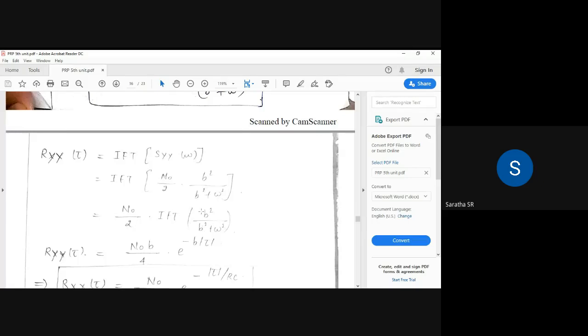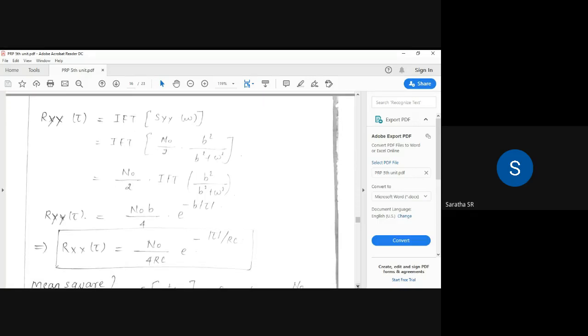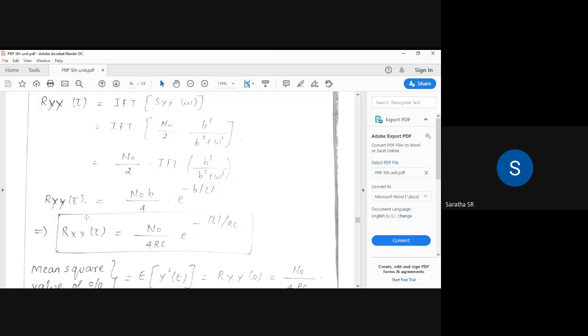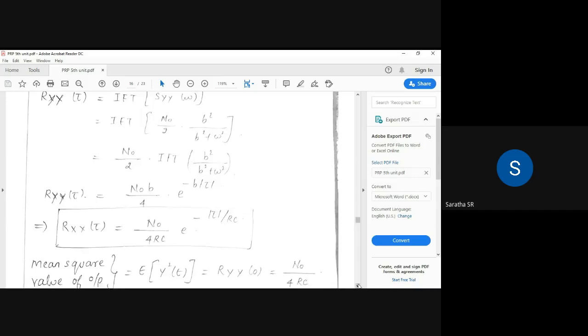So the inverse Fourier transform of 2b by b square plus omega square is e power minus b modulus tau. So we got the value of Ryy of tau, and here it is Ryy only, not x. Ryy of tau is equal to N naught by 4. Already you know the value of b, that is 1 by RC. We'll replace it. So N naught by 4 RC e power minus modulus tau by RC. We are replacing b by 1 by RC.